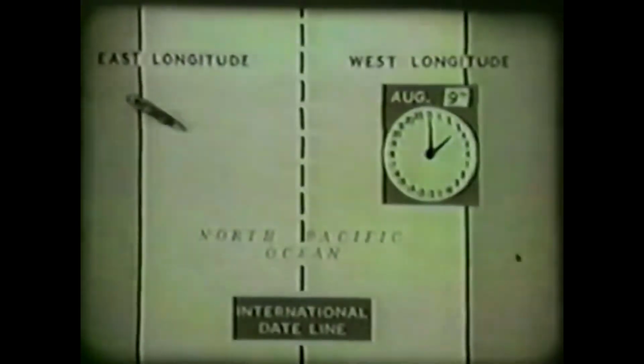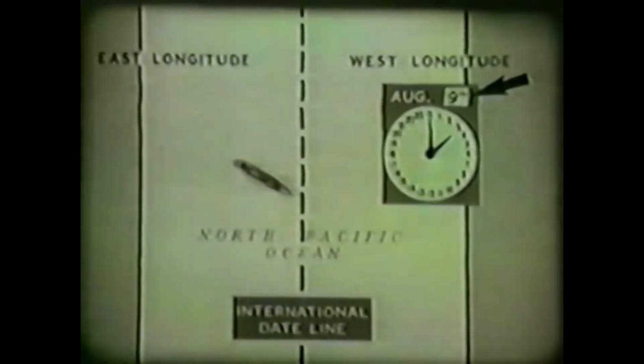This change of date can be very well illustrated by the use of this ship. Observe as it steams eastward, the time is 0300, and the date is the 9th. As it crosses the line, the time of day remains the same, but the date becomes 1 day earlier, and it is 0300 on August 8th.